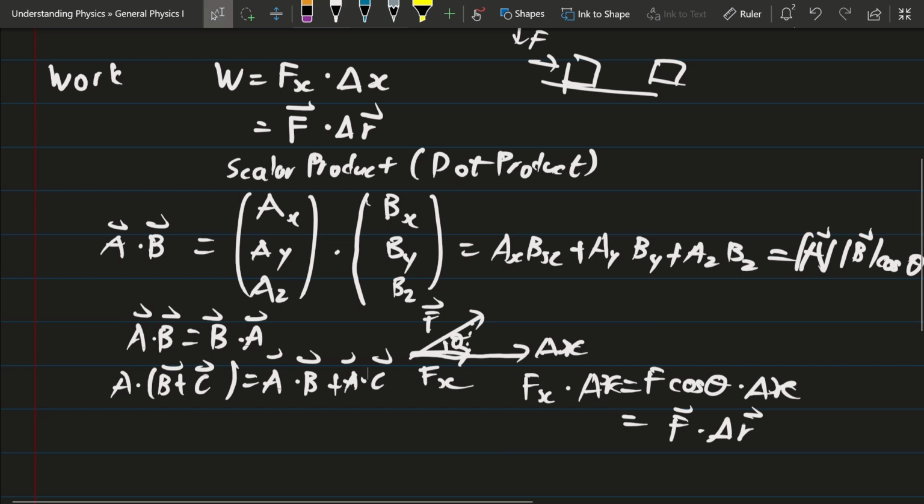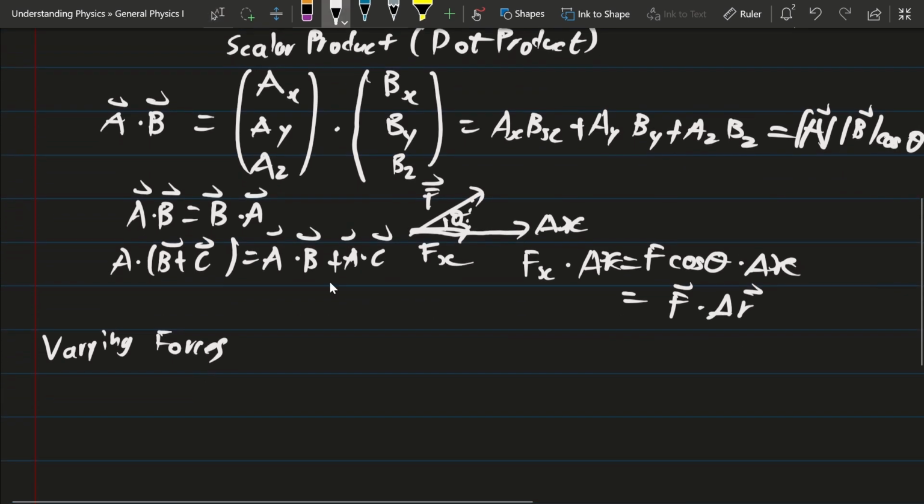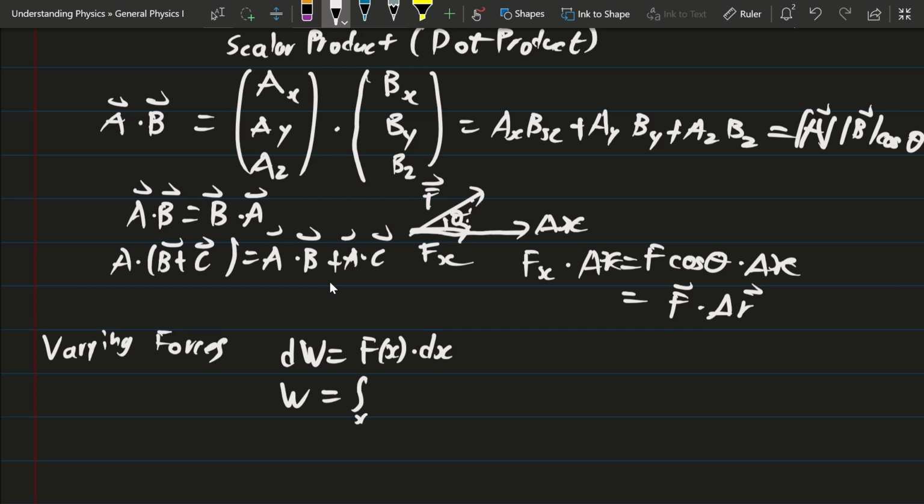So basically in here, we have assumed that the force is constant along delta x. But what if we are varying the force? The way that we will figure this out is that we need to use calculus. You could write the small work to be the force at a certain point, multiplied by dx. And so the work will later be the integral from x1 to x2 of the force dx.